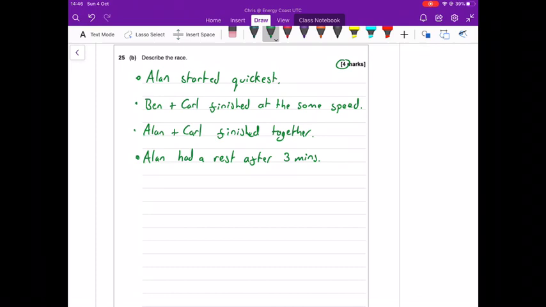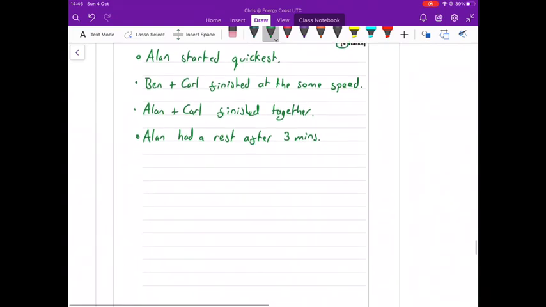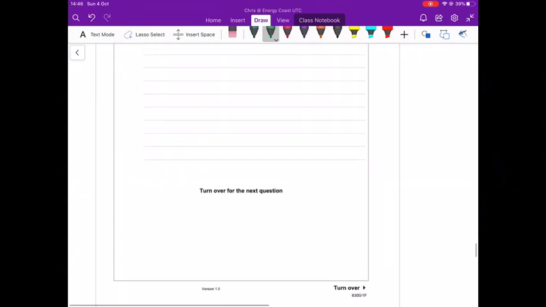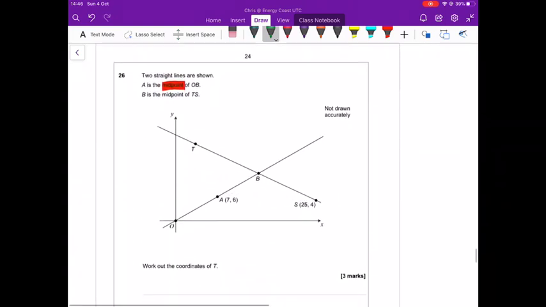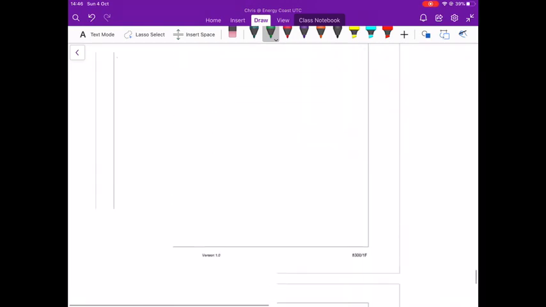Describe the race. I haven't really described it that well, but I've basically just said 4 facts about the race, and that's all this question asks for, okay? So that's what it's asked for. If you get a similar graph and it says describe it, that's all you need to do, okay? Just look at how many marks in the mark scheme.